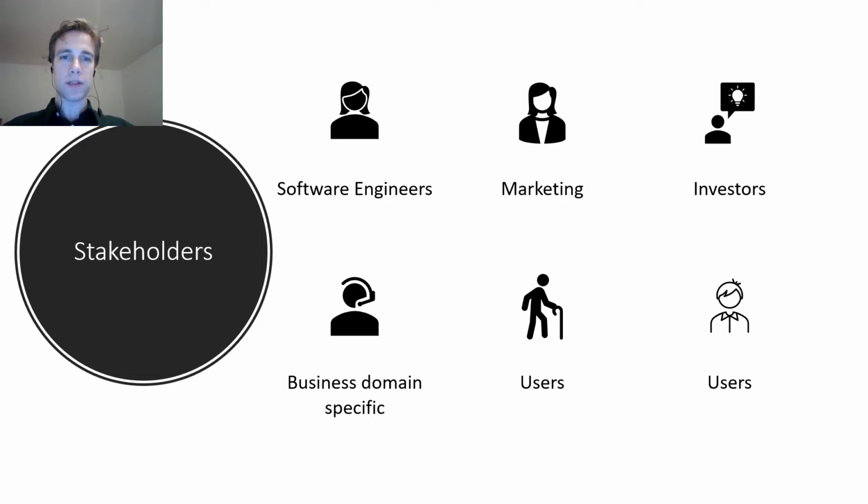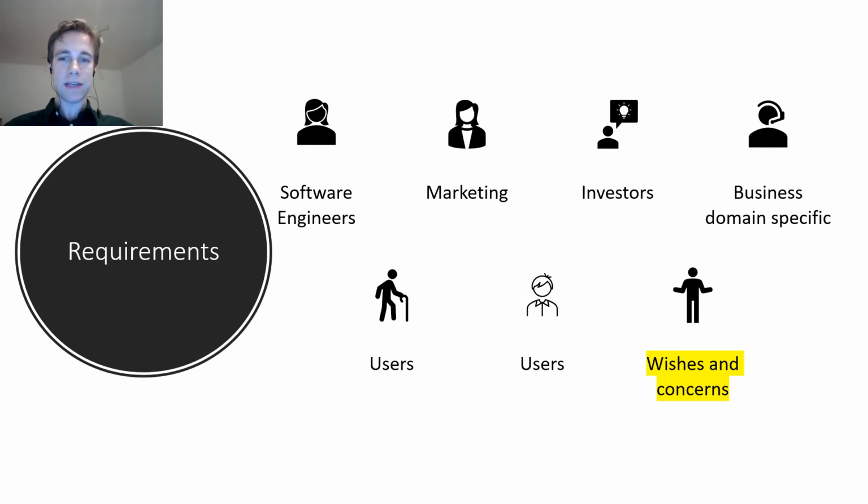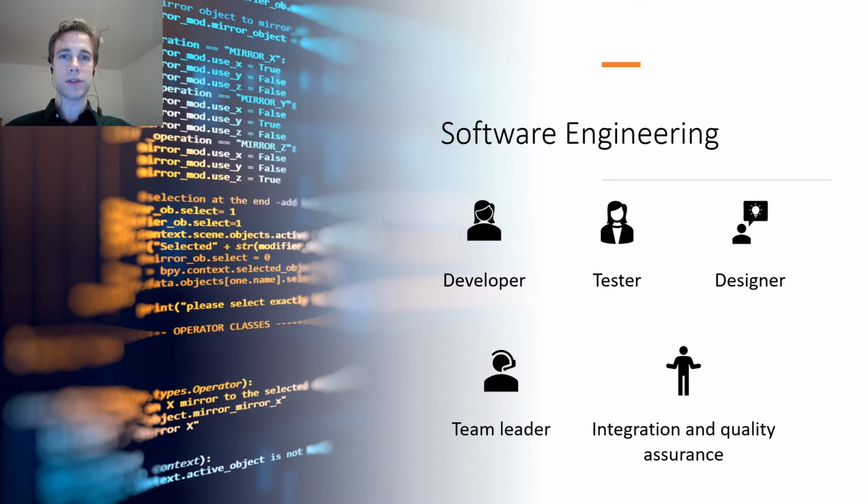All of these people that are somehow interested in the outcome of the project or affected by the outcome of the project are called stakeholders. And these stakeholders have their specific wishes in the context of the project, and they have specific concerns. So their wishes and their concerns are called requirements in the context of software engineering. So how does the software engineering development process work in this second context? Well, the software engineering team takes these requirements and they start software development.